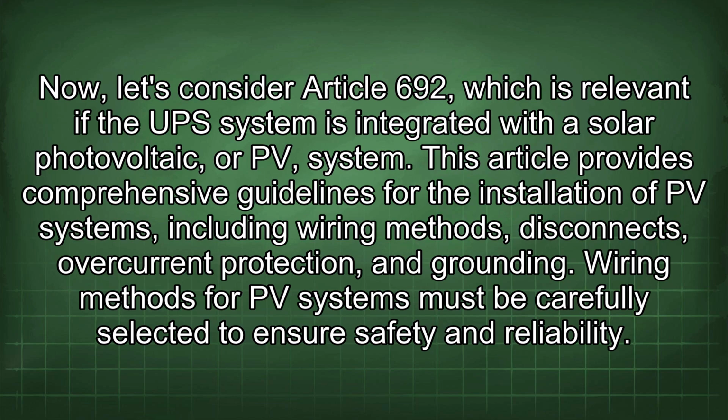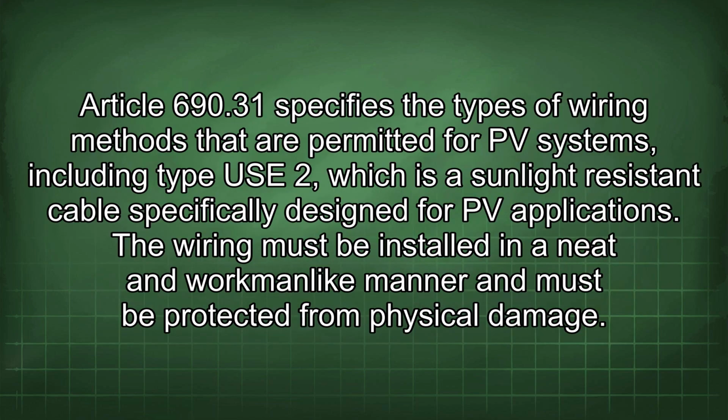Wiring methods for PV systems must be carefully selected to ensure safety and reliability. Article 690.31 specifies the types of wiring methods that are permitted for PV systems, including Type USE-2, which is a sunlight-resistant cable specifically designed for PV applications. The wiring must be installed in a neat and workmanlike manner and must be protected from physical damage.